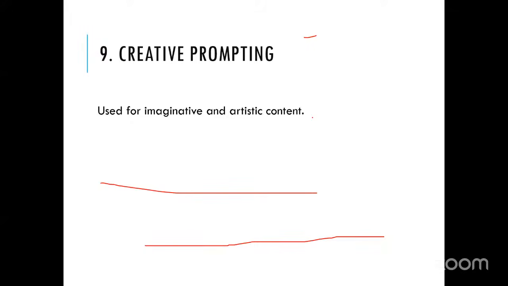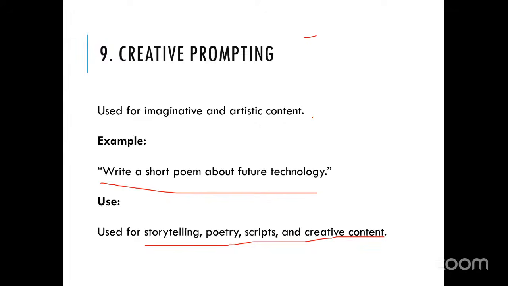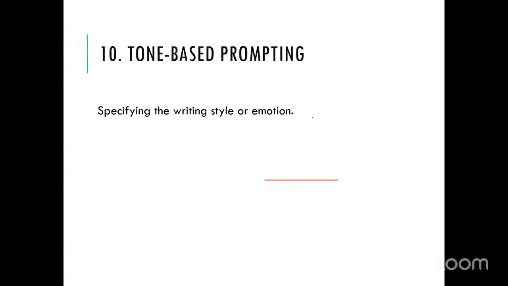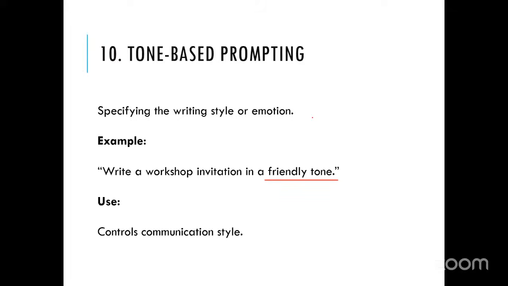Ninth is creative prompting, used for imaginative and artistic content. So, write a short poem about future technology. It is used for storytelling, poetry, scripts, and creative content. So the last one, the 10th one, is tone based prompting. So this will control your communication style. Write a workshop invitation in a friendly tone.